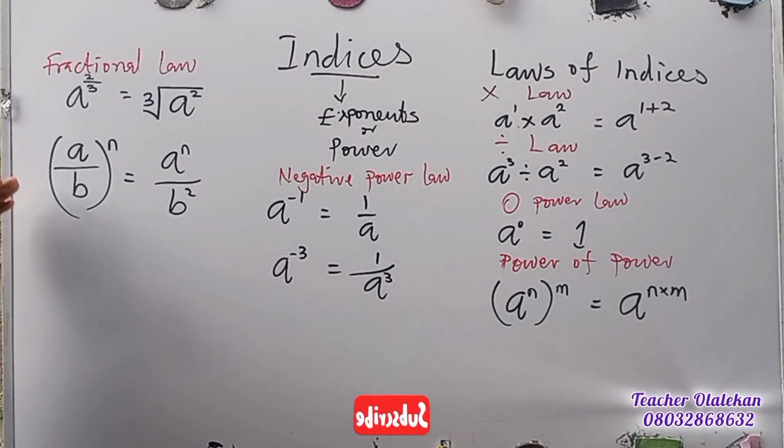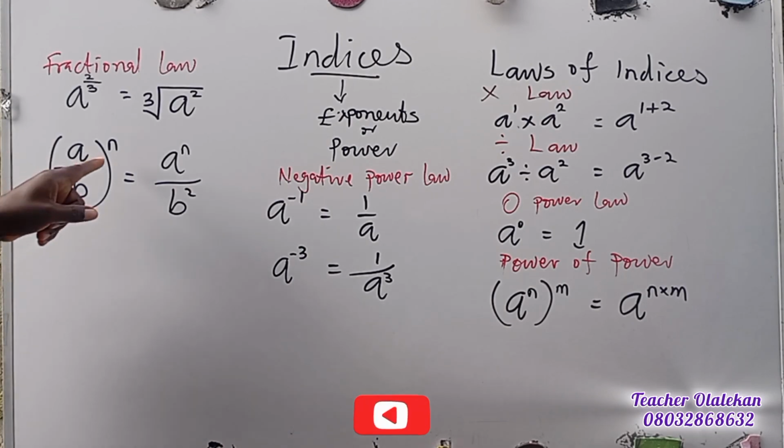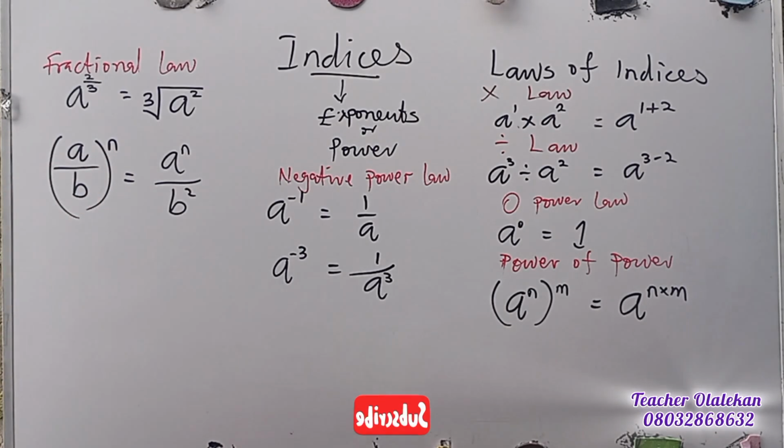While the next one is the fractional law. In a fractional law, what it simply means is that anything raised to a power that is a fraction, you divide with the denominator of the fraction and you multiply with the numerator of the fraction. And in case you have a fraction like this as well, what it simply means is that these two, since they are joined together by a bracket, they both share that exponent.